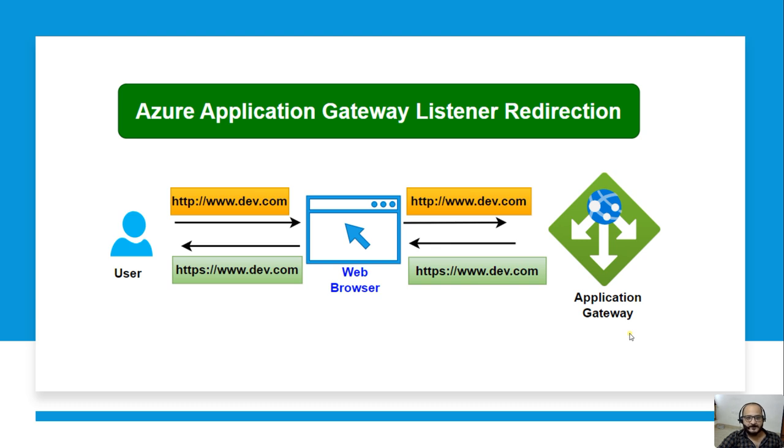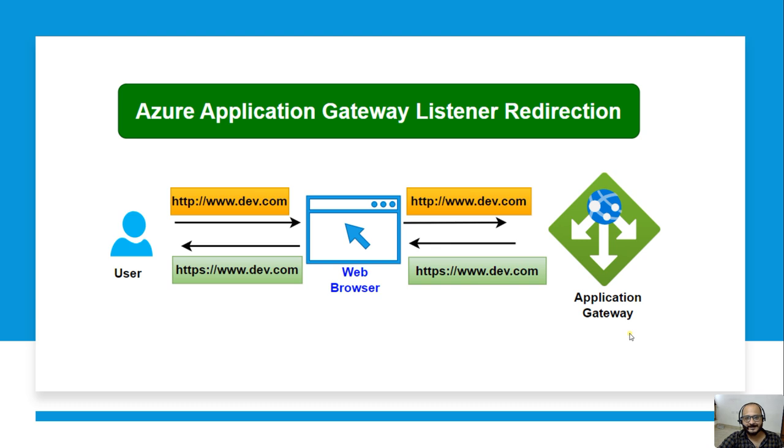We are going to create a website in a virtual machine called www.dev.com, and we are going to create an application gateway, and with the help of application gateway we are going to redirect our http://www.dev.com to https://www.dev.com. So same thing we are going to achieve as part of this video.